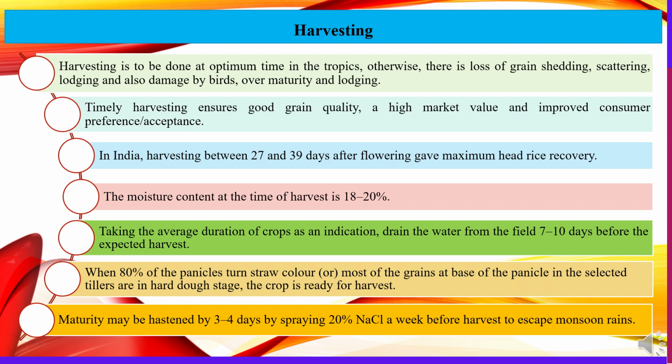Pre-harvest preparations. Drain excess water from the field 7 to 10 days before the expected harvest to facilitate easier field operations and minimize grain sprouting. Monitor crop maturity indicators. Around 80% of panicles should have turned straw yellow. Most grains at the base of the panicle in selected tillers should be in the hard dough stage. Special practice for early maturity. Spraying 20% sodium chloride (NaCl) solution 1 week before harvest can hasten maturity by 3 to 4 days, helping the crop escape damage from untimely monsoon rains.